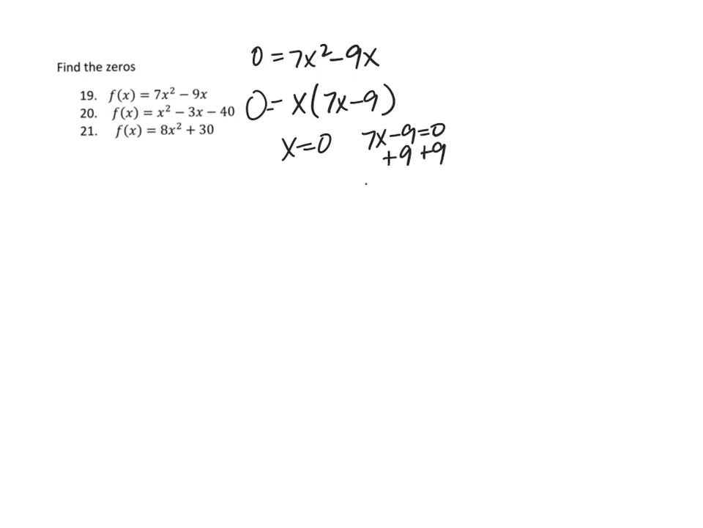And add 9, 7x equals 9, x equals 9/7 and 0. So this is number 19.